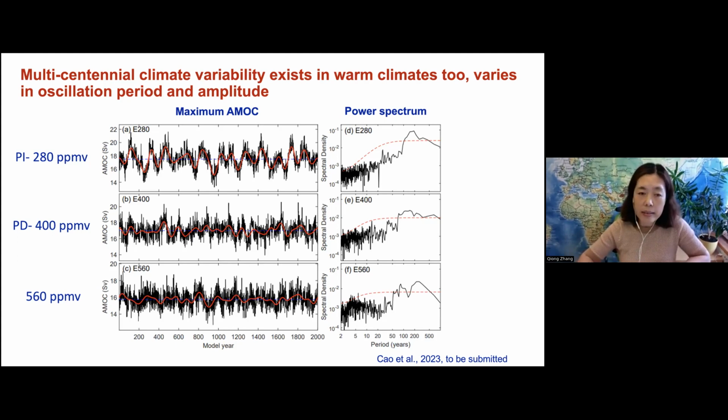We think this self-sustained mechanism still works in a warmer climate, and it also means this kind of variability is independent of the climate state.